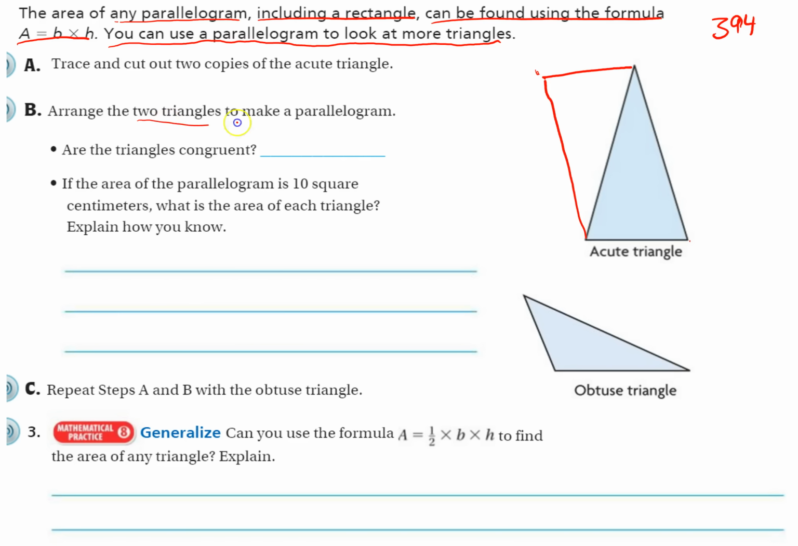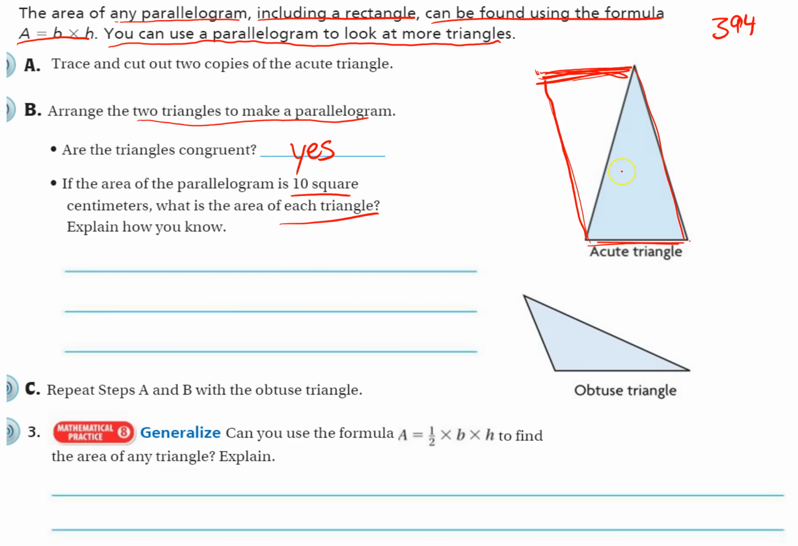So arrange two triangles to make the parallelogram. So now we have a parallelogram. This line is parallel to this line, and this line, as best as I could anyways, it's not perfect, I agree with you there. This line should be parallel with this line. So had I drawn it perfectly, would the triangles be congruent? Yes. If the area of the parallelogram is 10, what is the area of each triangle?